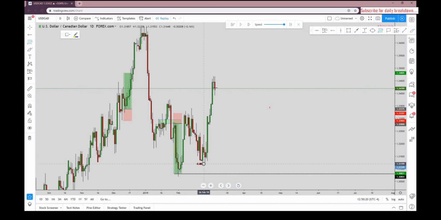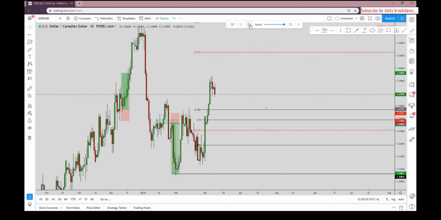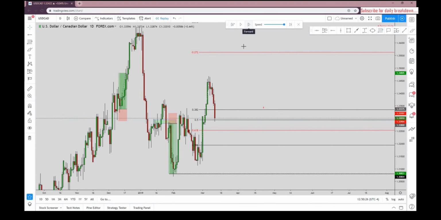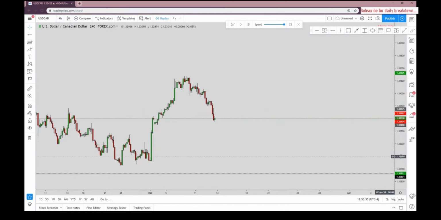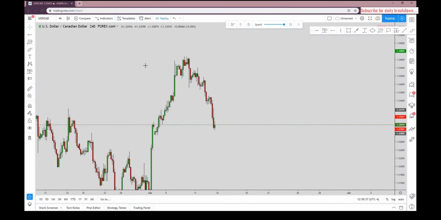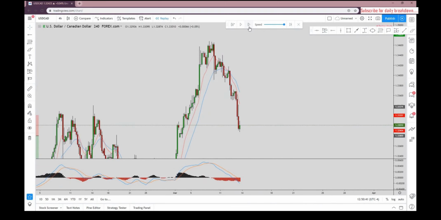So let's take our Fibonacci from the low to the high, and let's wait until the market hits at least the 382. Perfect. The market has hit the 382 and also has exceeded it. So let's go now on the 4-hour time frame and let's bring in indicators and wait for the environment of the market to be bullish again.